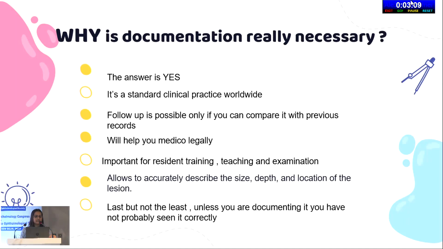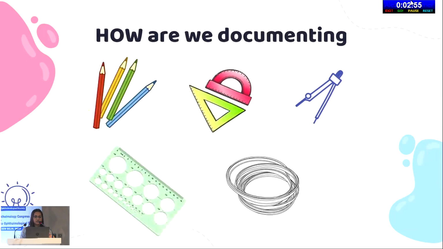Last but not the least, unless you're documenting it, you have probably not even seen it correctly. Do you really know what break you are actually seeing, which clock hour it is in? Unless you document it, you're not really sure what you've seen is correct. So what we are using nowadays are these stencils, which don't have the proper ophthalmic diagrams, the bangles, and the compass that all students are using in examinations.